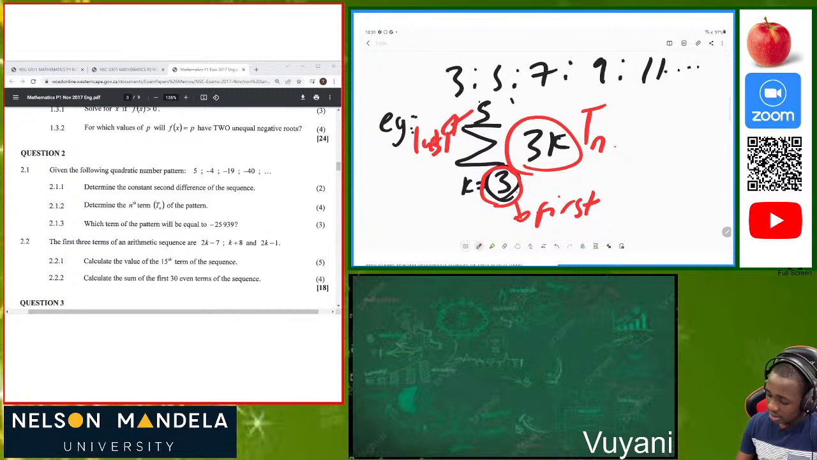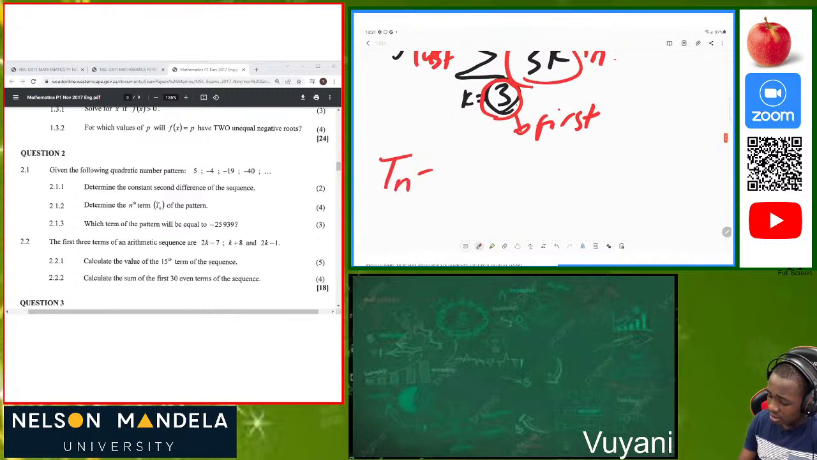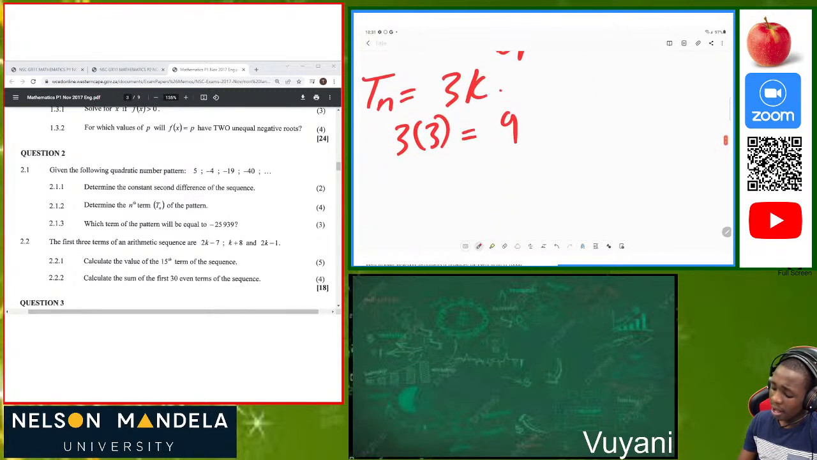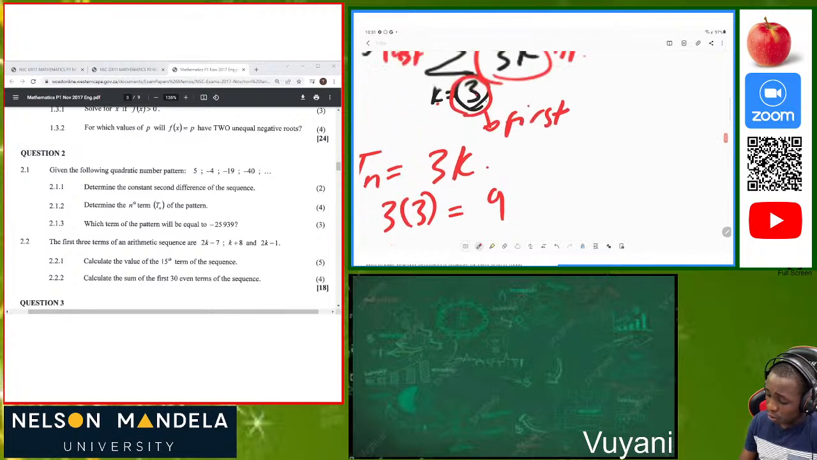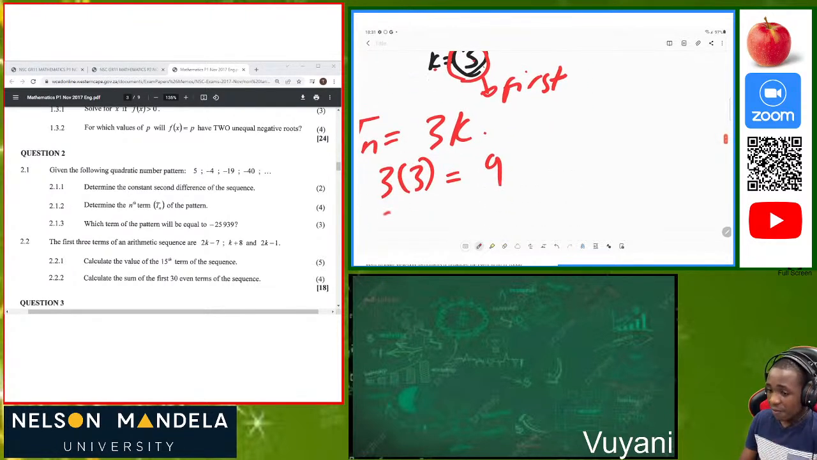For instance, in this case, if they say write down the first 3 terms of the sequence, how am I going to write that? We know that our Tn is equal to 3k, and our first k is equal to 3. So we must determine the first term by substituting the value of k. We have 3 times 3, which is equal to 9. That is our first term.